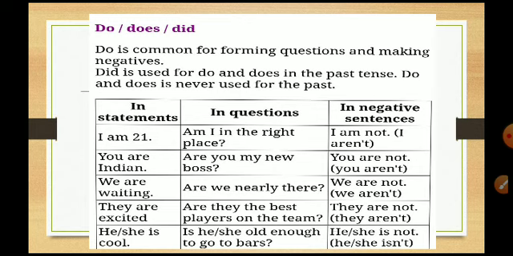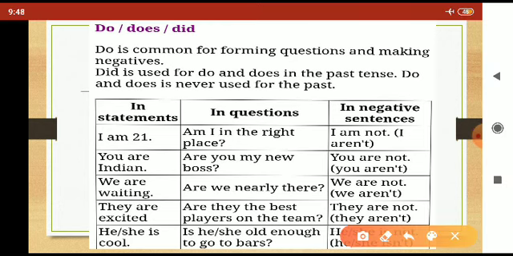We see in statements here, I am 21. It's a statement. Now in questions, am I in the right place? Here, in the negative sentence, I am not, or I aren't. In a statement you see, you are Indian. Are you my new boss? It is a question. Now going to the negatives, you are not.